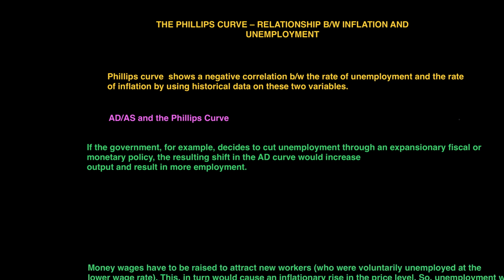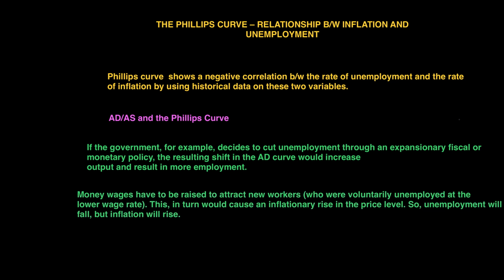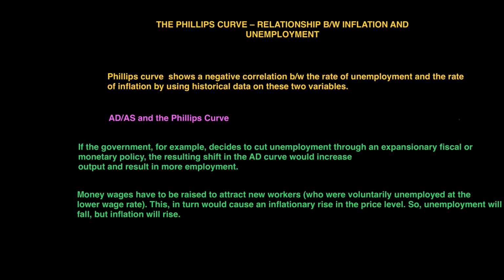So, according to economists, money wages will have to be raised in order to attract new workers into the market, because workers are unemployed, they're not working, they might be voluntarily unemployed because they might not be happy with the wages that are out there. In order to attract them, demand goes up, which will cause inflation in the economy, but will also cause unemployment to go down.